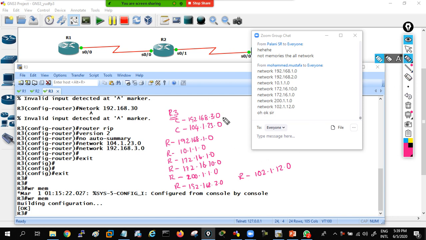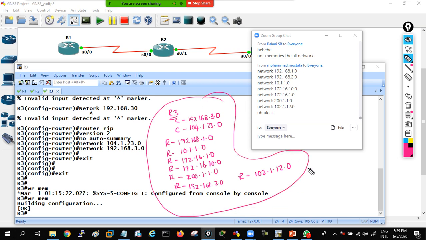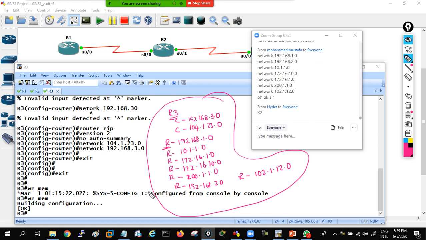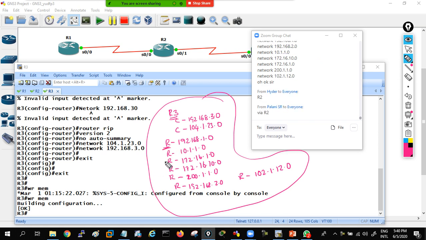What is the next hop for all these? At least you type for me, Haider sir. Palni, you also type. What is the next hop? From where did they learn all these routes? That's what you need to understand. From R2. What is the IP address, sir? Via R2, right? Through which IP address did they receive it? Because it will show you. 104.1.23.2. That's correct, sir.